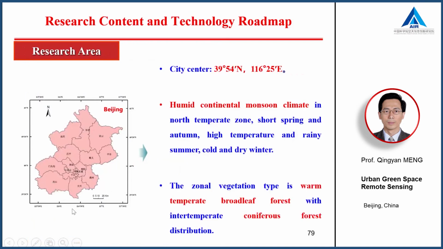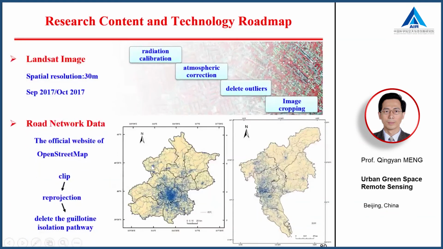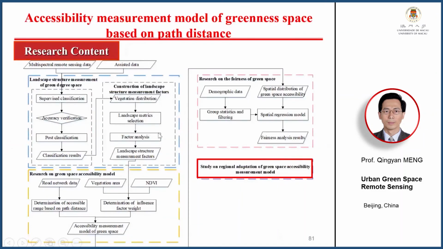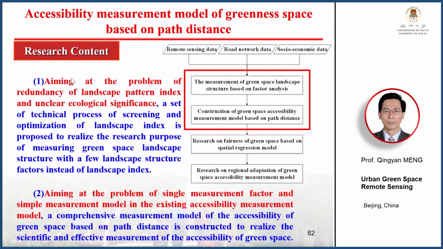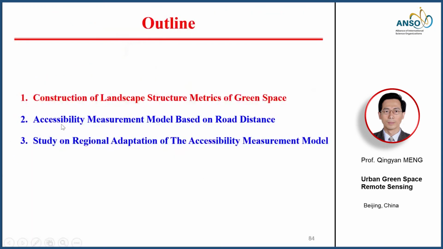This is based on Beijing. We use the land site, the road network, and also to measure them. Okay, and this is the research content. First, to develop the landscape pattern index, and then we also conduct studies on accessibility and equity. First, we conduct the landscape structure analysis of the green space.